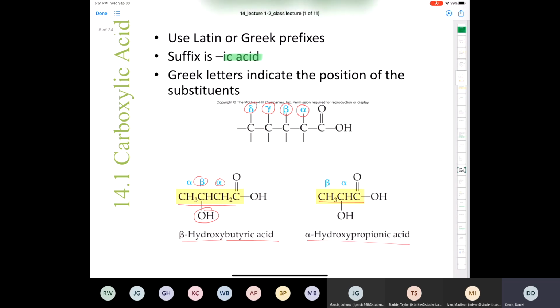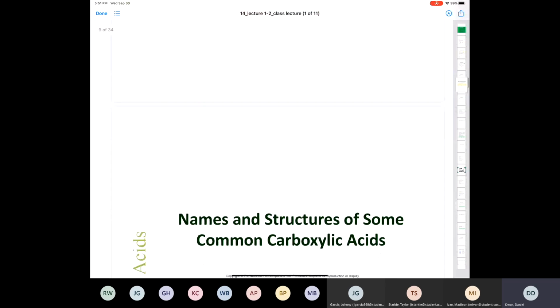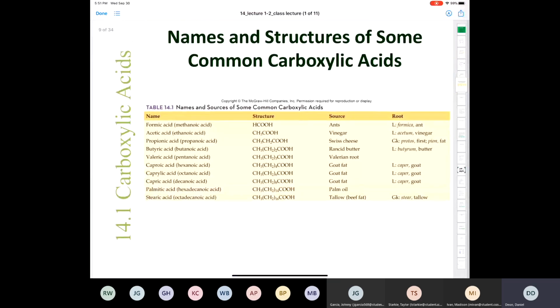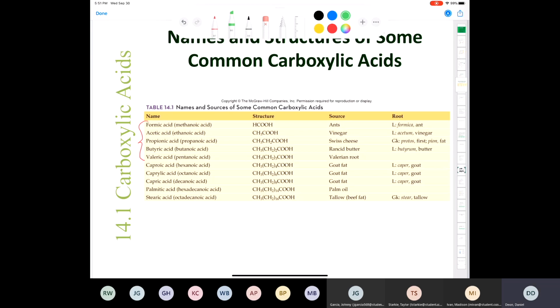All right. And if you're wondering, do you have a table of these, Mr. Dion? Absolutely, I do. It's right here. This is table 14.1 from our book. And the carboxylic acids that you have to know the names of, the ones you have to have memorized are these ones right here. Formic acid, acetic acid, propionic acid, butyric acid, and valeric acid, right?